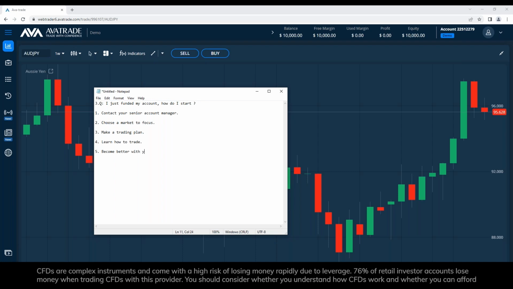Make a trading plan, learn how to trade, become better with your strategy, right? So those are the things that I would do, and of course, once you have a good plan, you're making profits, you're okay with the strategy, the rest is really up to you, right? But those are the most efficient steps that a beginner can take to move efficiently. That, to my point of view, I mean, everybody can do whatever they want, right?